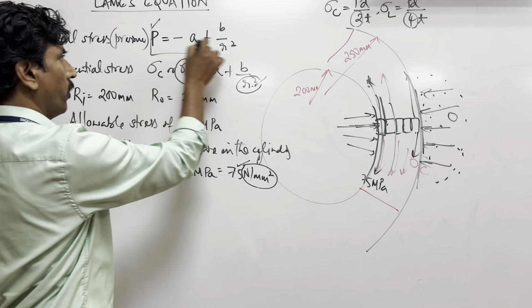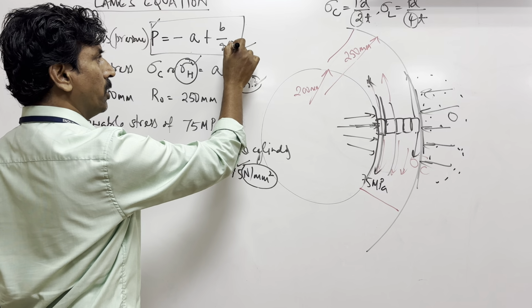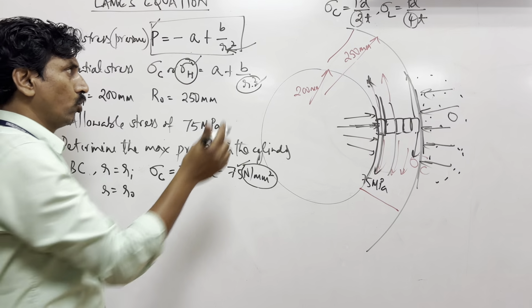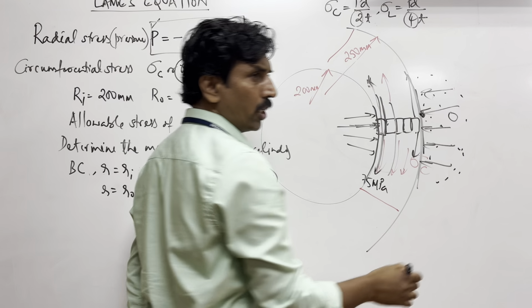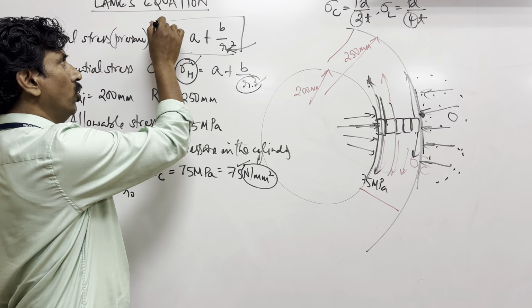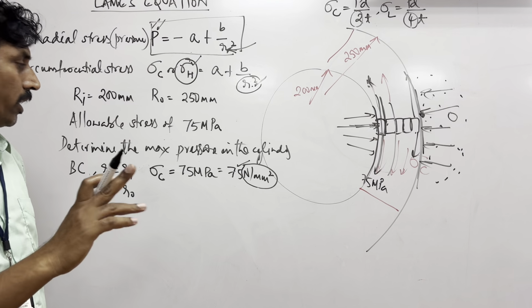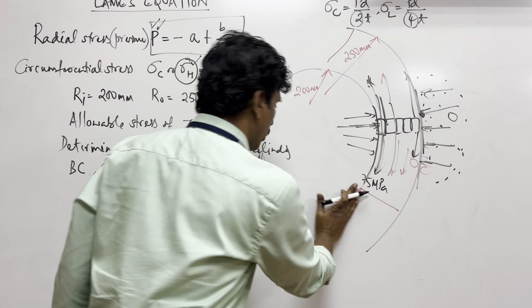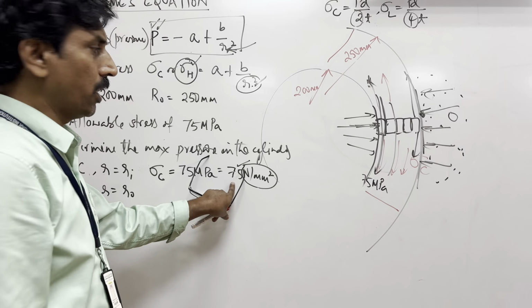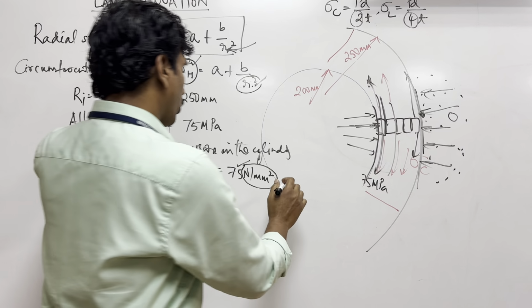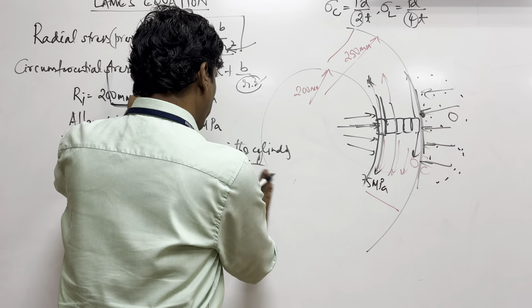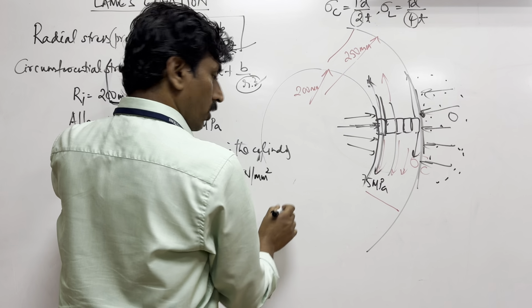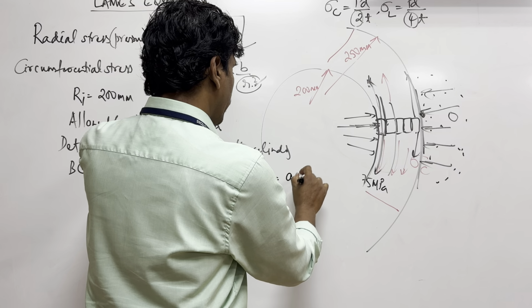So I need to use this equation where I substitute this R as how much? That is 250. That means when R is equal to 250, the radial stress is equal to 0. So I get two equations here. One is the first equation. As per the first equation, what do I write? Sigma C is equal to how much? 75 Newton per mm square, which is equal to A plus B.